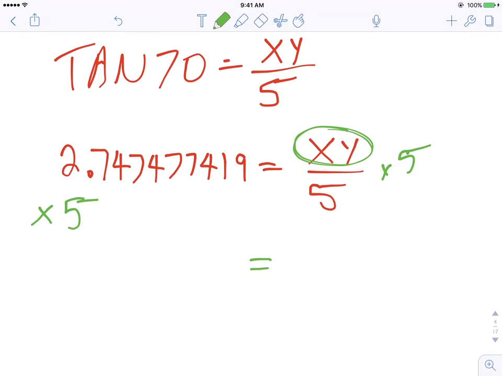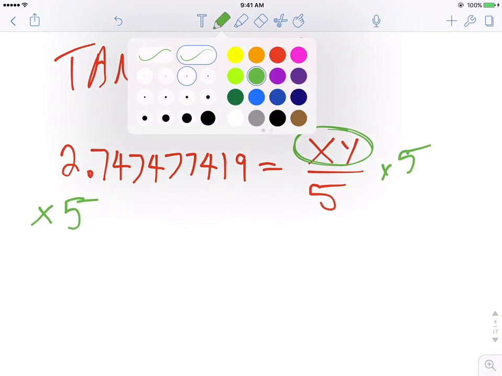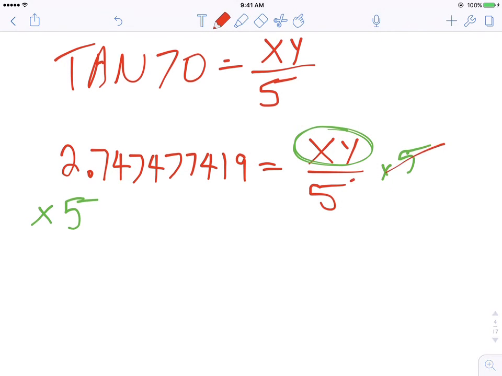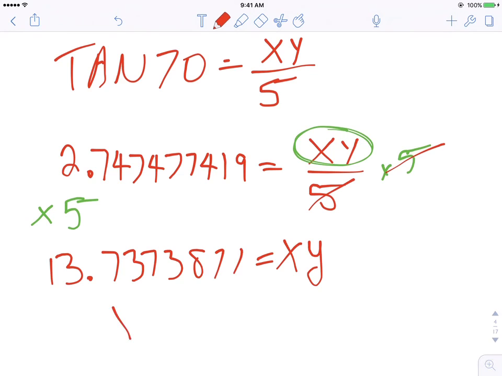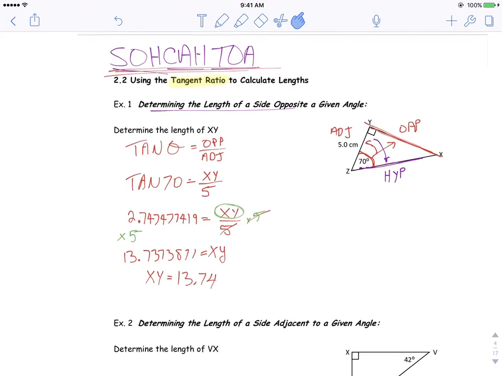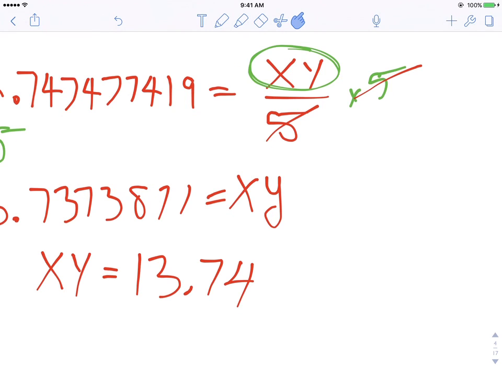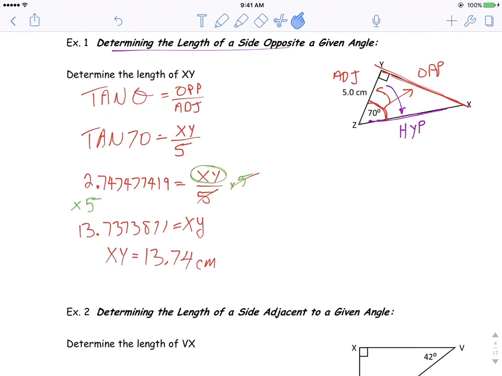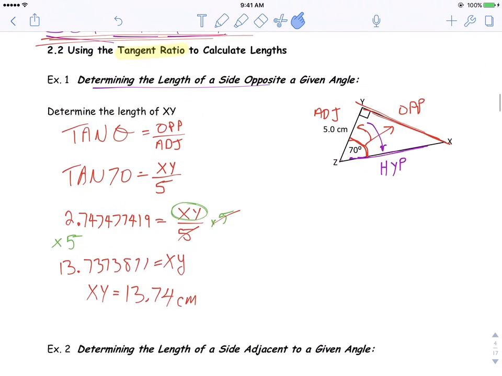Okay. These will cancel, leaving me with just XY. That's what I want. These, when I multiply, I get 13.7373871. And of course, rounded to, because it doesn't specify, 2 decimal places, 13.74. And units would be the same units as our adjacent side, centimeters. Example 1, section 2.2.